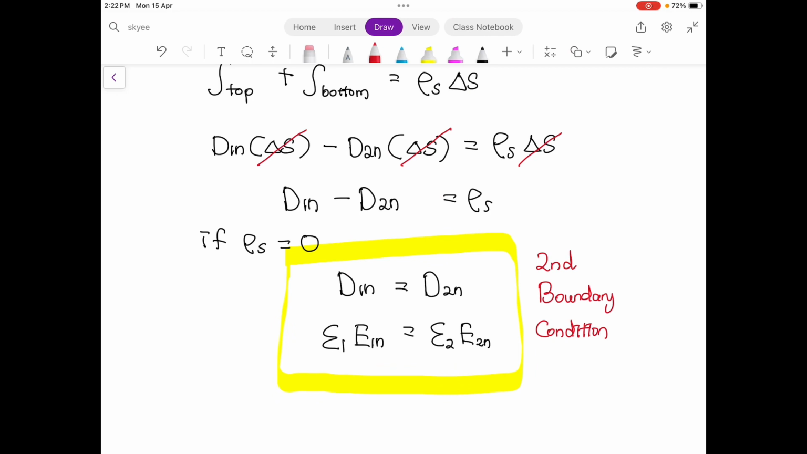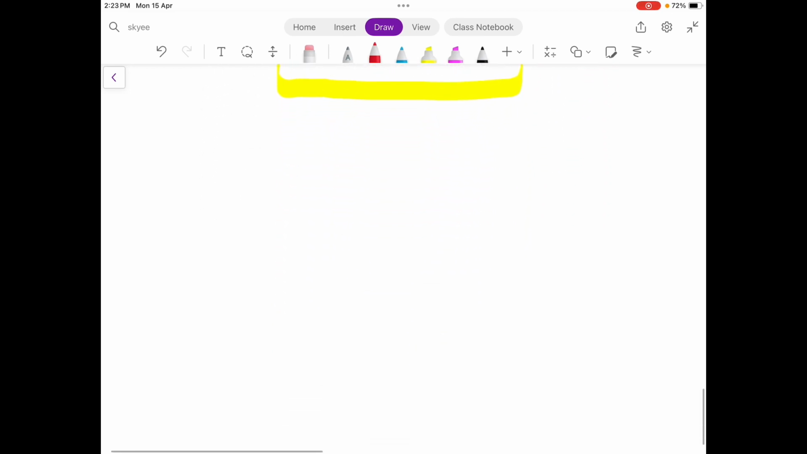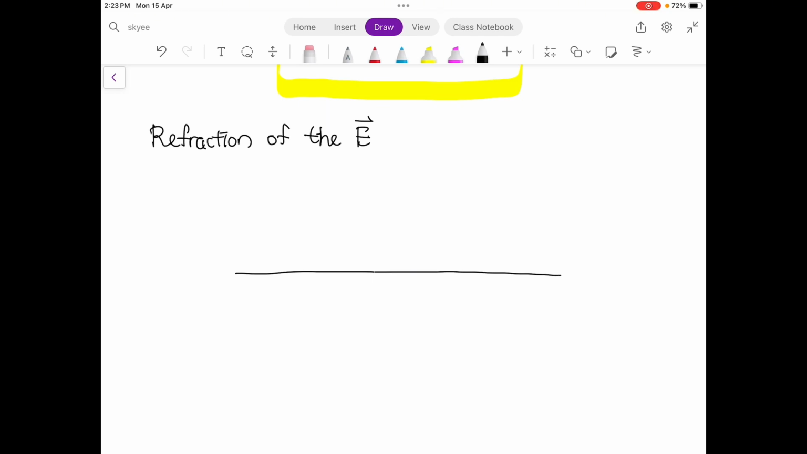Alright, so we'll now look at the refraction of the electric field across the interface. So let me draw the interface again. This is the interface of two mediums. You have epsilon 1 and epsilon 2, and you have the electric field in medium 1, and you have the electric field in medium 2, for example.